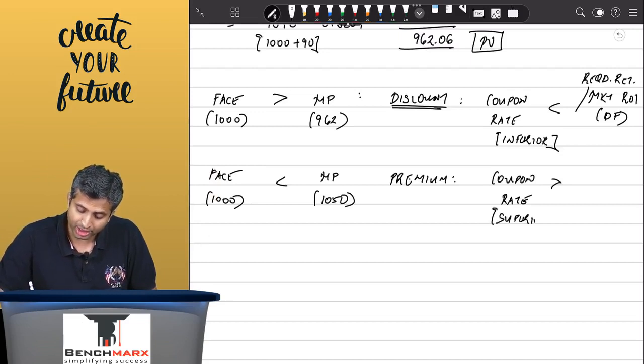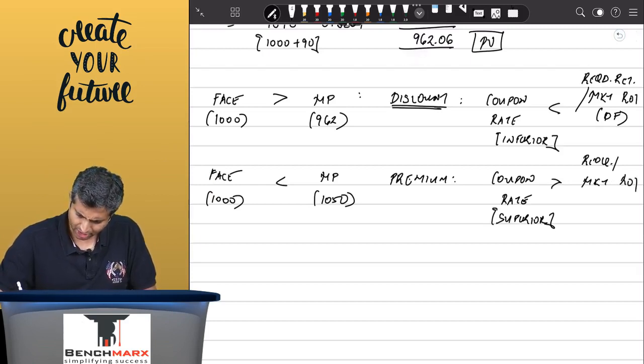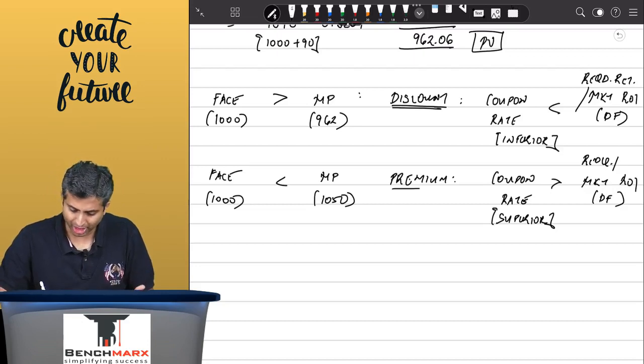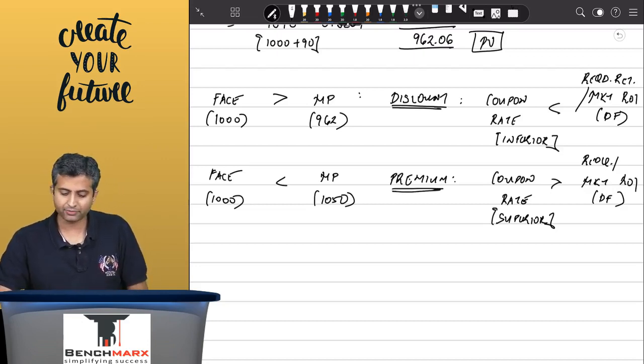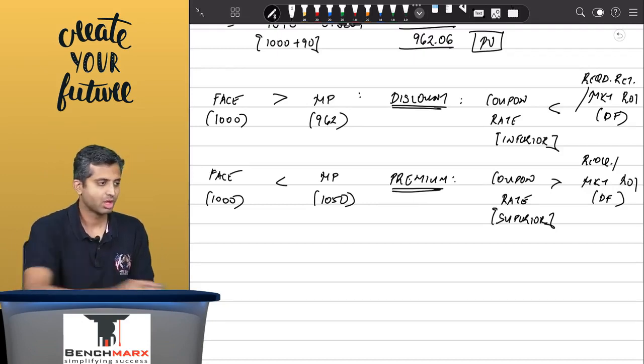Where the coupon is greater than what is required. So over here, as compared to the required rate or as compared to the market rate of interest, which is usually the discounting factor, you're getting more, and hence this bond kind of trades, let us say, at a premium.